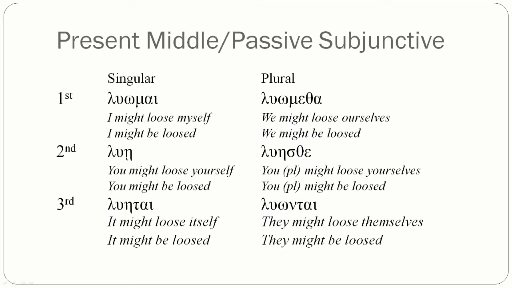Moving on to the plurals, we have luometha. We might loose ourselves, or we might be loosed in the passive. Luesthe, second person plural, you might loose yourselves, and you might be loosed in the you plural, and then third person plural, they might loose themselves, or they might be loosed, is luontai. Alright, the omicron lengthens to omega here. Have a look at these forms. Memorize those endings really well, because we will see them again.